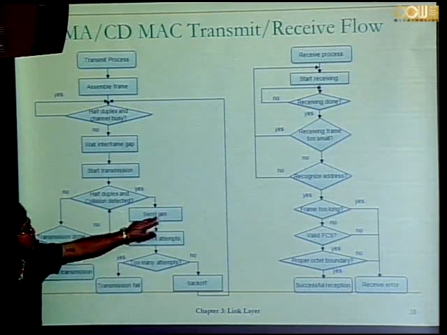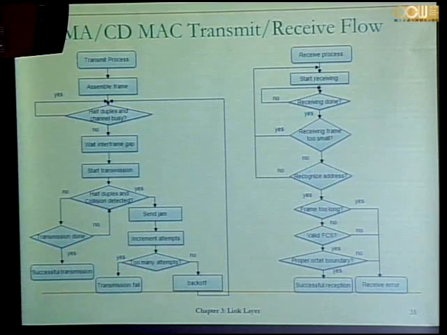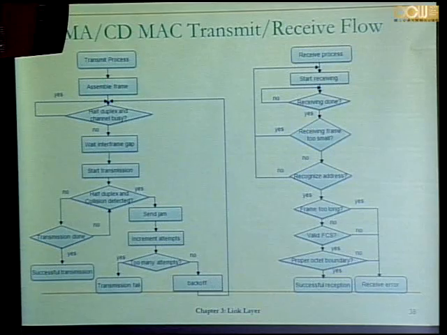And now, why do I need to send a jam frame? Why? If I have a collision, should I just abort and then back off? It says that in order, if you collide, maybe the collision is only one big collision.